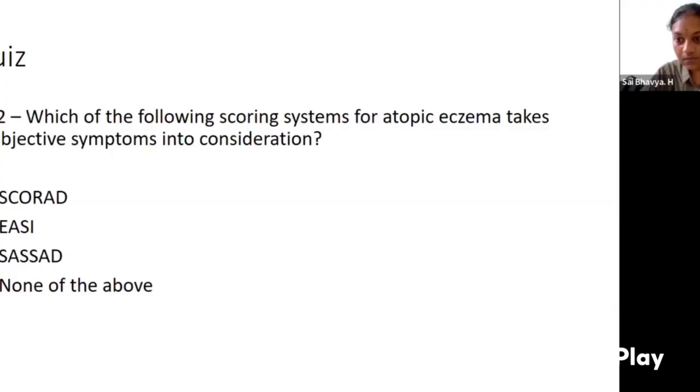The second one, we have already seen that EASI and SASAD, the 2 and 3, they only have an objective consideration of looking at the skin. So they look at the extent of involvement and the intensity of involvement. But SCORAD, number 1, is the only one which takes into consideration subjective symptoms, that is itching and sleep. So the answer is 1, SCORAD.